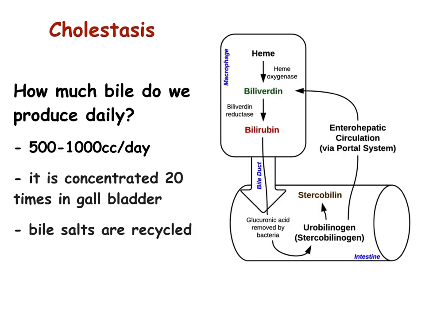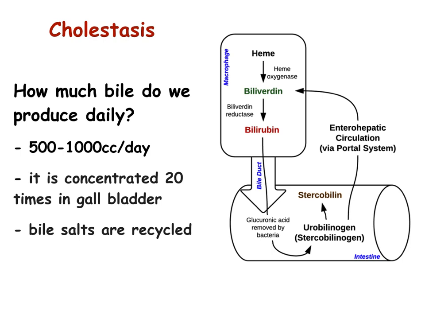How much bile do we produce daily? Something between 500 and 1000 cc's per day. And once they reach the gallbladder, a lot of the water is reabsorbed, hence bile is concentrated 20 times in the gallbladder, and most of the bile salts are recycled.